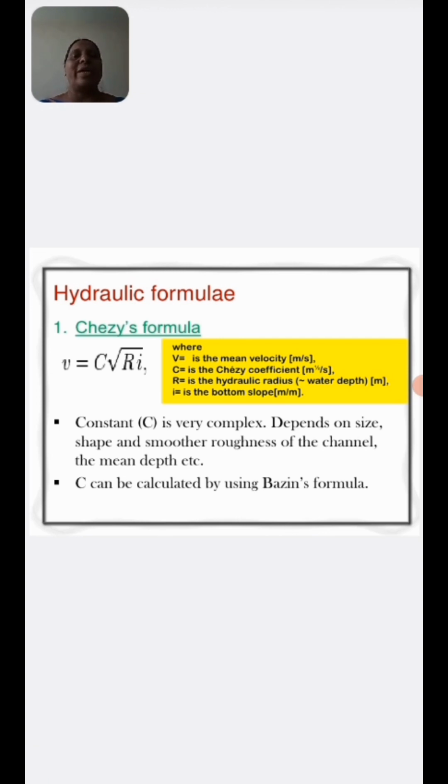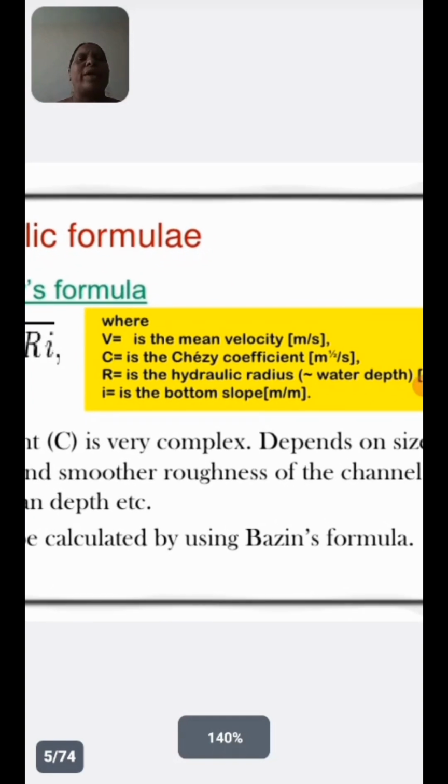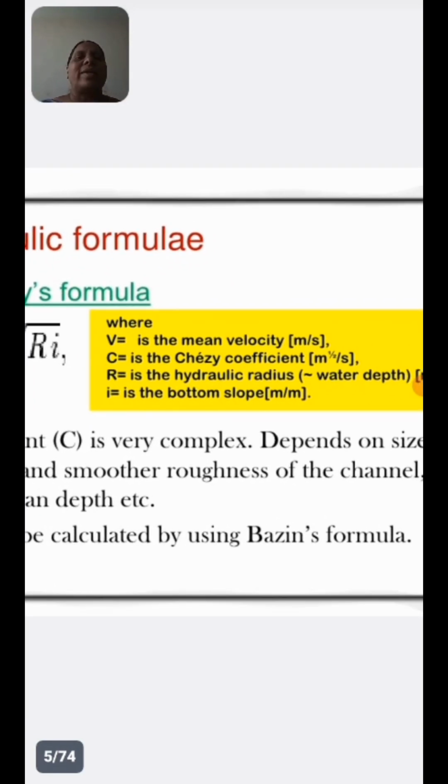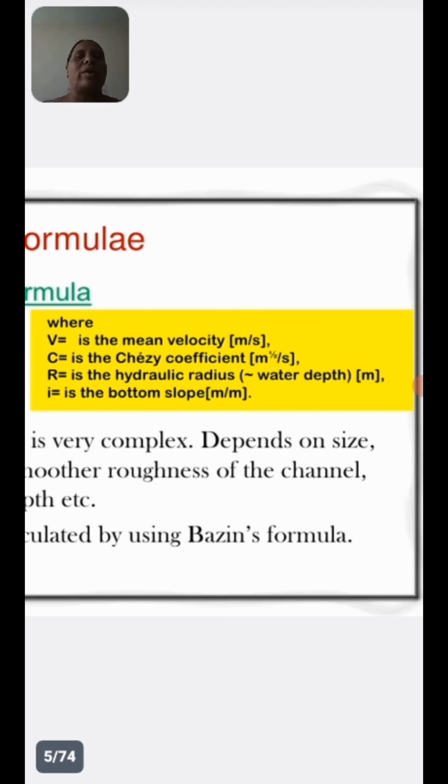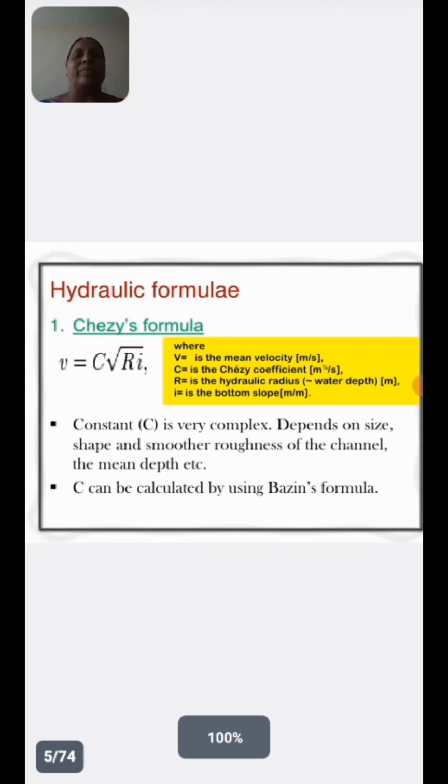First, we see the hydraulic formulas. The first one is Chezy's formula. We have to find the velocity. The formula is V equal to C into square root of R i, where V is the mean velocity in meter per second, C is the Chezy coefficient in meter power 1 by 2 per second, R is the hydraulic radius, that is the water depth in meter, and i is the bottom slope.